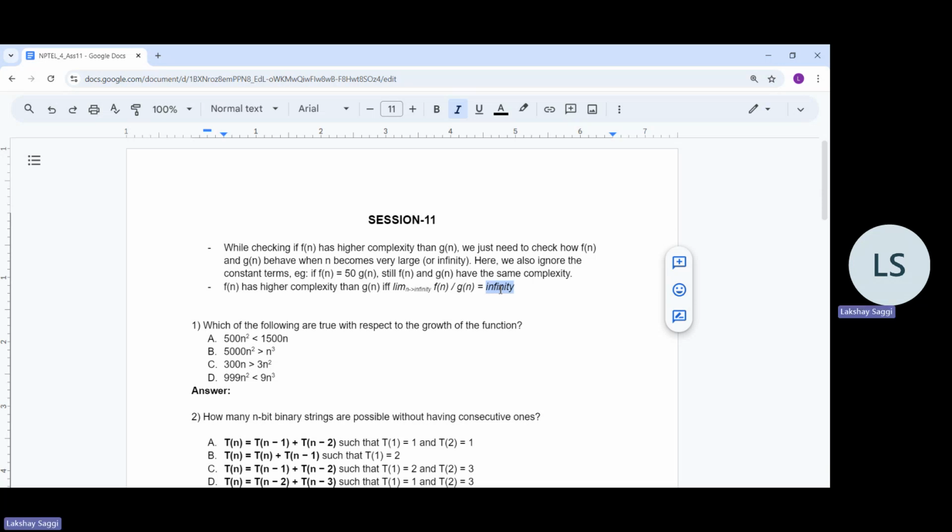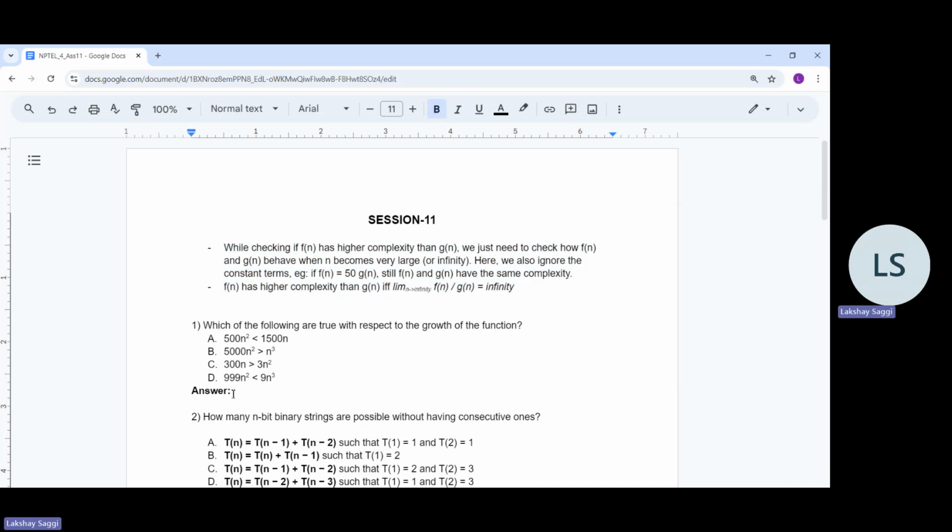And that's why g of n in that case will have higher complexity than f of n. I hope it makes sense to everyone. I am not writing that down because I think everything follows from this definition only. Okay then, so I hope these two concepts are clear. Then we can proceed to the questions now.